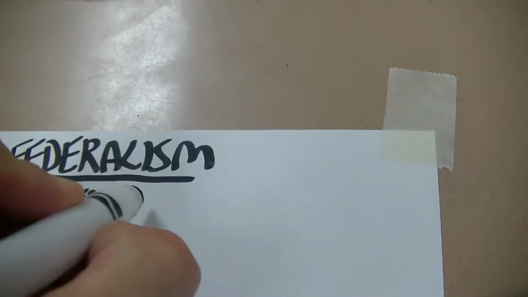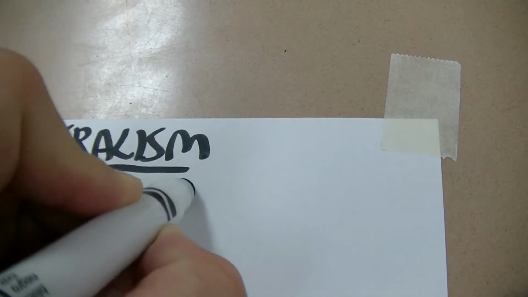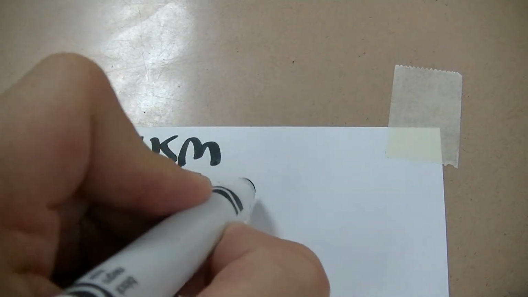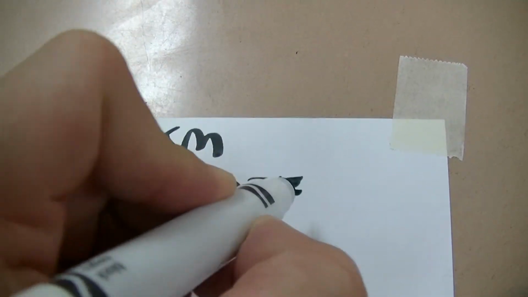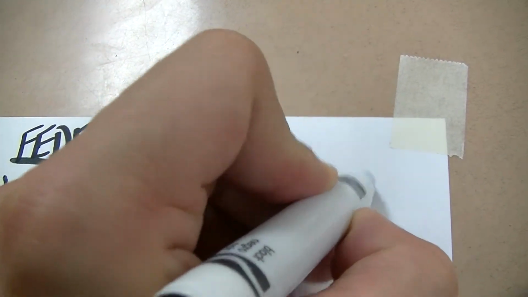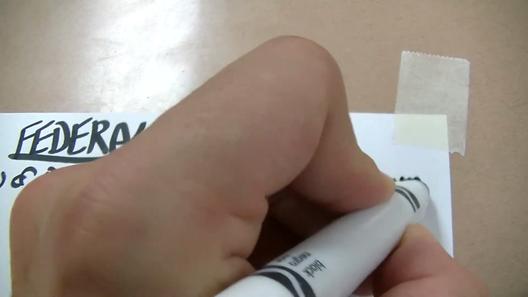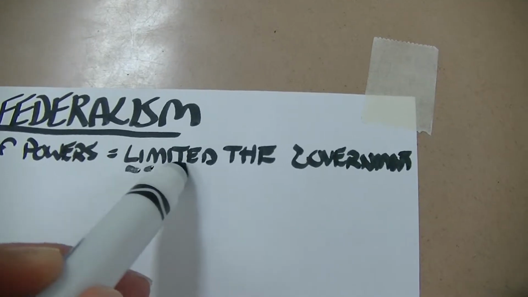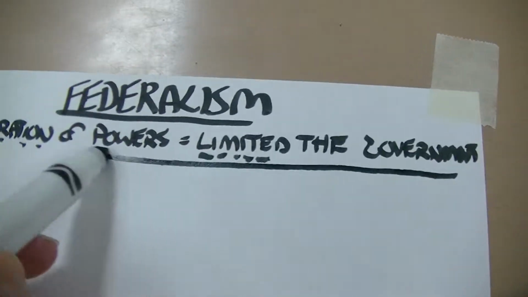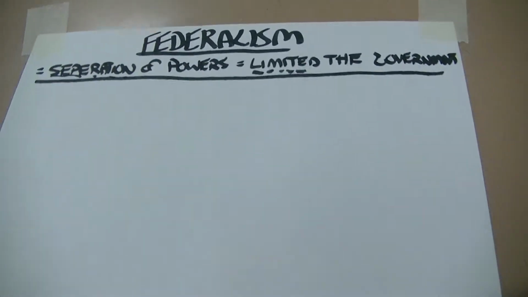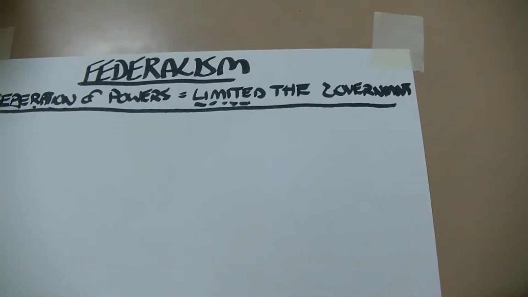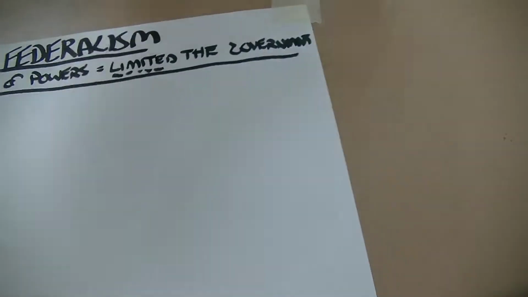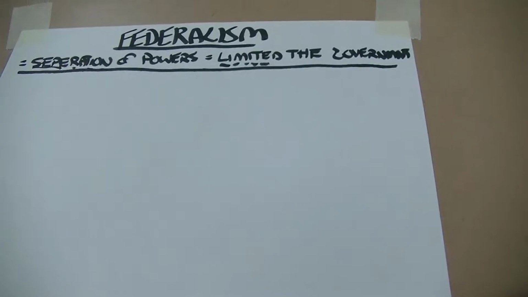Another way you could say it, you could say limited government, limiting who is in charge of the government by putting basically more groups of people in charge of the government, but you're limiting the government. Separation of power. That's federalism. Okay, here is the first way we limit or separate our powers.